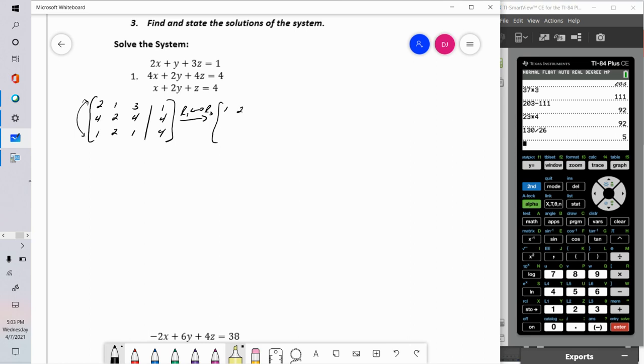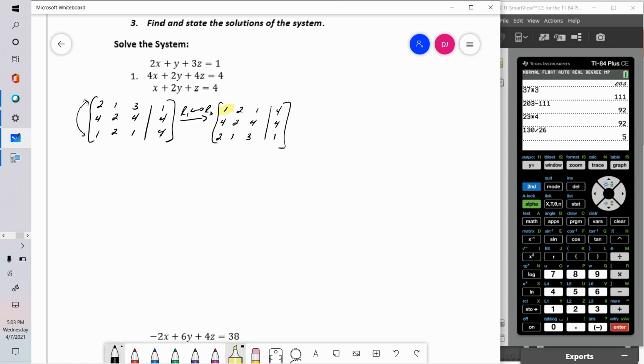So my new top row is 1, 2, 1, 4. I'm going to leave 4, 2, 4, 4 right there as the middle row. And then 2, 1, 3, 1 becomes my bottom row. And notice I have the 1.